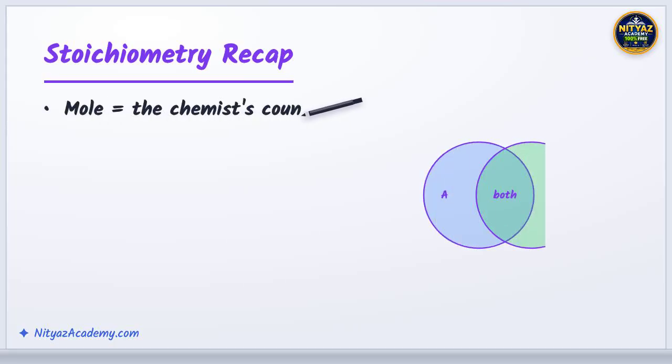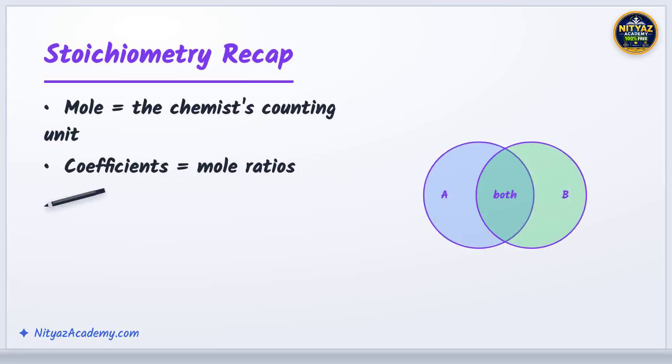Let's bring it together. The mole lets us count enormous numbers of particles. A balanced equation gives mole ratios that link every substance in the reaction. And molar mass converts between grams you measure and moles you calculate. Combine these tools, and you can predict exactly how much product a reaction will make. That is stoichiometry. Great work!